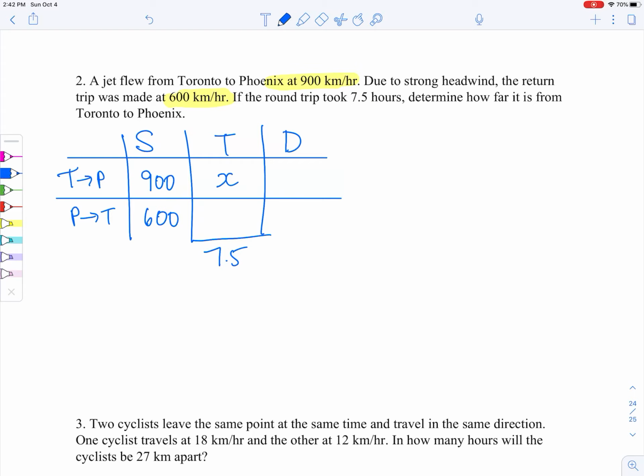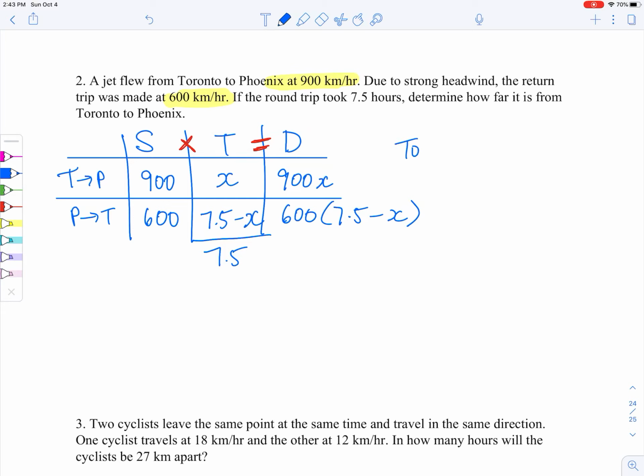So I'm going to let one be x, doesn't matter which one, and it means the other one is going to be 7.5 minus x. And we know that speed times time equals distance, so we get 900x, and we get 600 times 7.5 minus x. They don't tell us the overall distance. That's what we're going to be finding out.